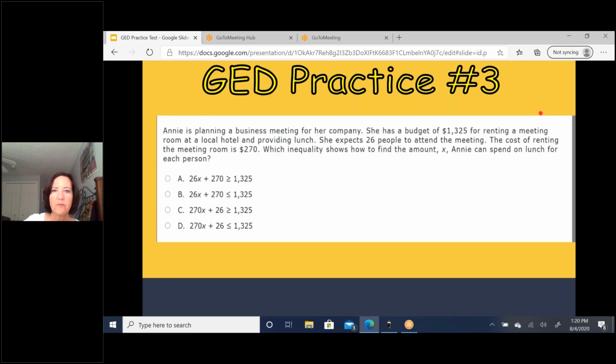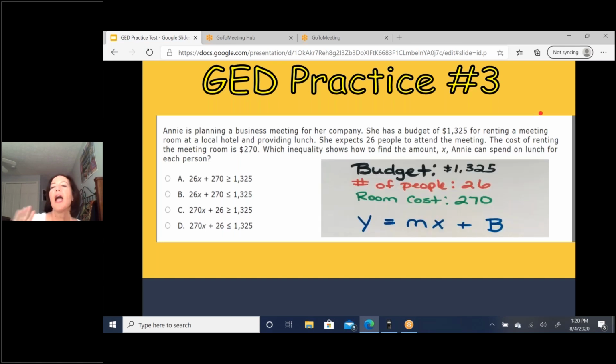Moving on. Okay, so we're back to our problem. So we're planning the business meeting. Our budget is $1,325. 26 people are coming. The meeting room is going to cost $270. Okay, so I wrote down those known pieces of information. And I also wrote down the standard equation of a line, y equals mx plus b. Now all we have to do is substitute the givens in the problem into the equation.